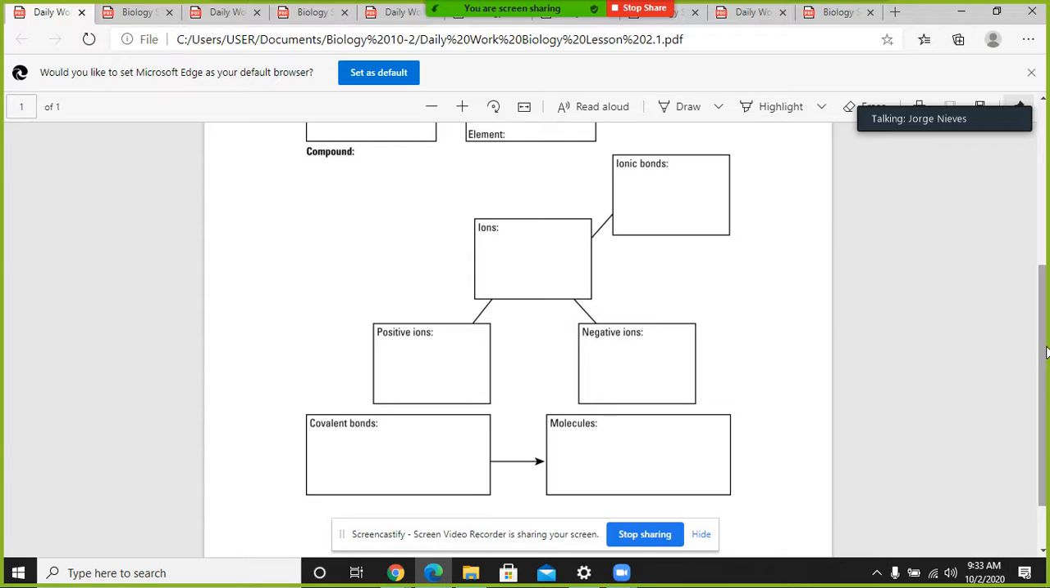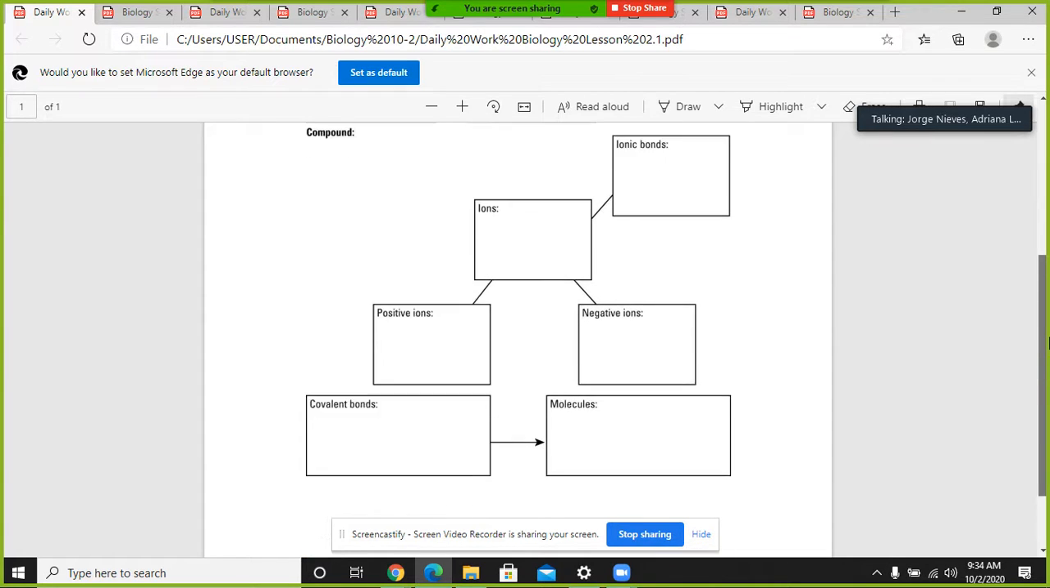So who can tell me what a molecule is? It's very similar to a compound, but there is a difference. Who can tell me what molecules are? It's the last thing we talked about in this lesson.